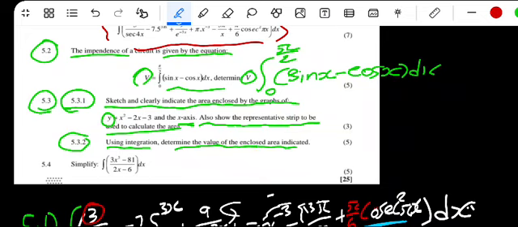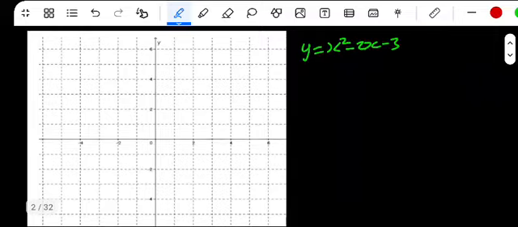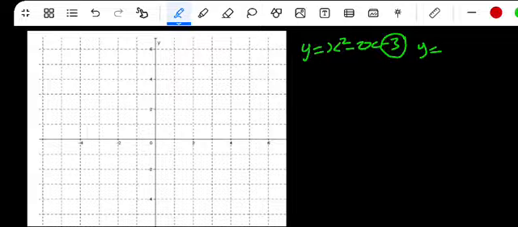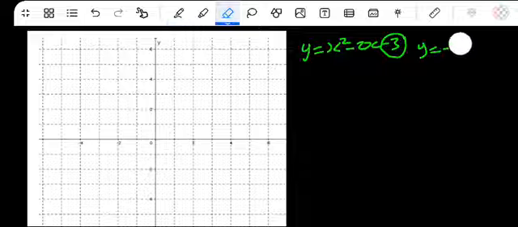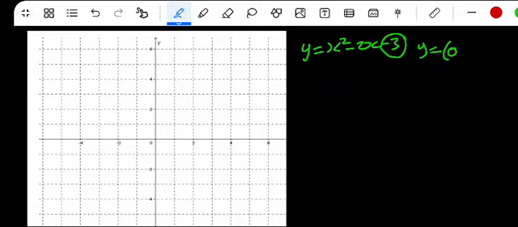Then 5.3.2 says using integration determine the value of the enclosed area indicated. Here we have y equals that. We know this is a parabola. For the y-intercept, the last number represents our y-intercept. So the y-intercept will be -3, so the y-intercept is at 0, -3.